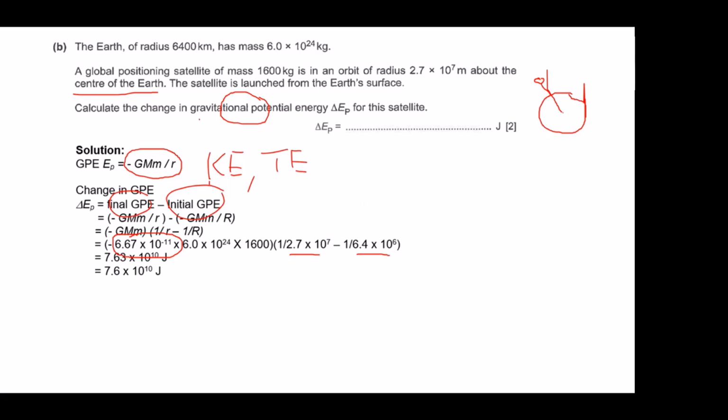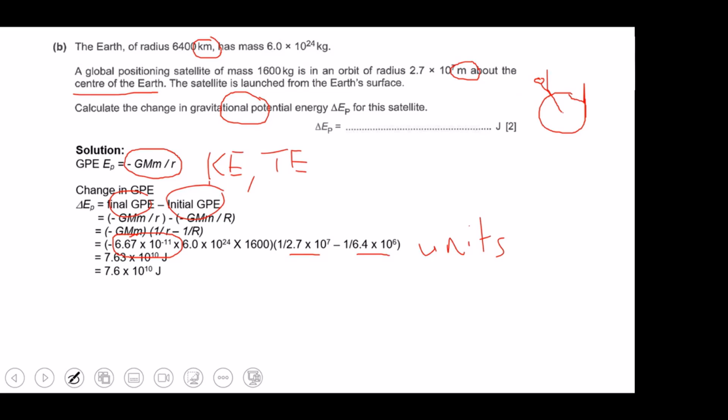Okay, so always have a good habit. Check and make sure, for example, that this is in km and this is in meters. Just be careful about the units, take care of the units. If it's in km, just make sure you convert to meters. Make sure you standardize the units. Once you do that, you do the subtraction and the calculation, and you should get a value of 7.6 times 10 to the power of 10 joules.